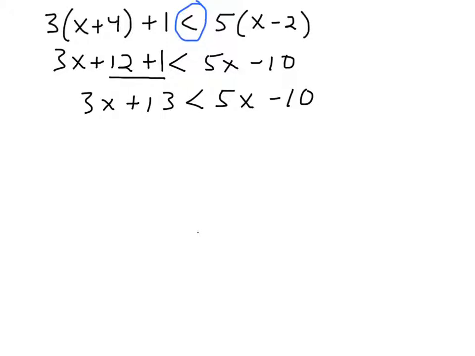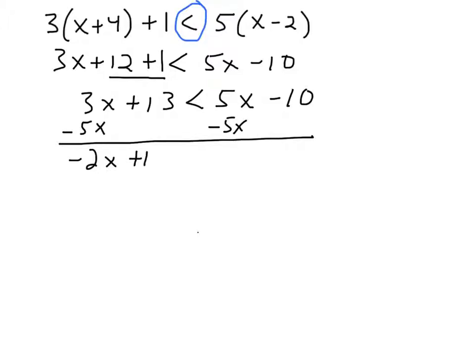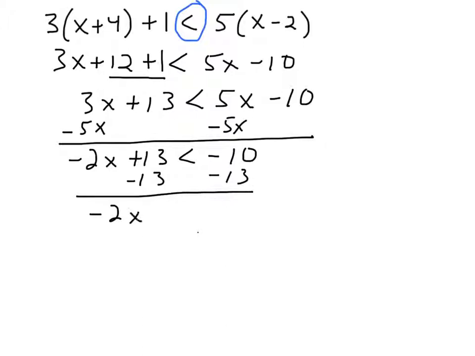Now we want to get the variables on one side and the numbers on the other side. Now, in this kind of a problem, when it's an inequality, I think it would be best to always try to get the variables on the left side. So we're going to subtract 5x from both sides. That would give us negative 2x plus 13 is less than negative 10. And then we're going to subtract 13 from both sides to get the numbers on the right side. So we have negative 2x is less than negative 23.